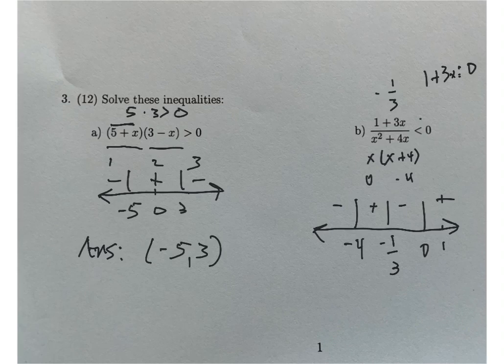This inequality asks us for where the expression is negative. So we'll take everything less than -4. Is this region over here, and then we'll take everything inside here. -1/3 to 0, and we're done with problem 3.